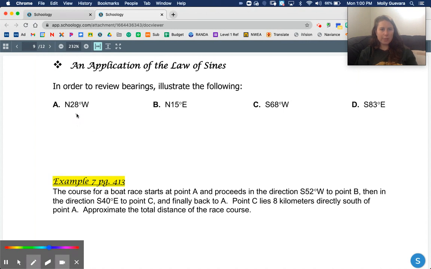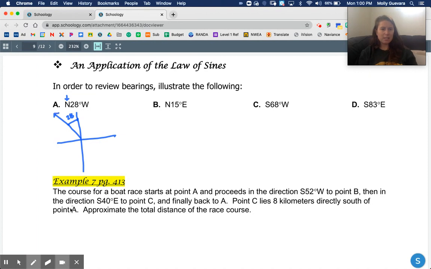Okay, so let's review. Remember that when you're talking about bearings, you always start from the north-south axis. Here it's telling you to start on the north, and then you're going to go 28 degrees west. Well, west is to the left, right? And I'm just estimating 28 degrees, it doesn't matter.